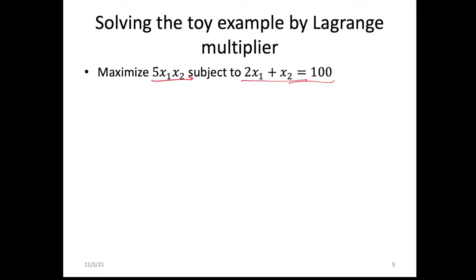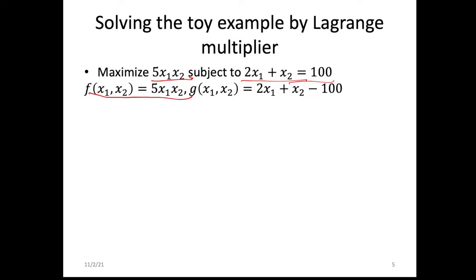So in the last 5 minutes, I'll give you a toy example. This is our original toy example, right? I want to maximize this subject to this single equality constraint. Let's try to solve this based on Lagrange multiplier. This is my objective function. This is the equality constraint. I have to write it as gi of x equals 0. So this is the g1: 2x1 plus x2 minus 100 equals 0. This is the g1 of x.